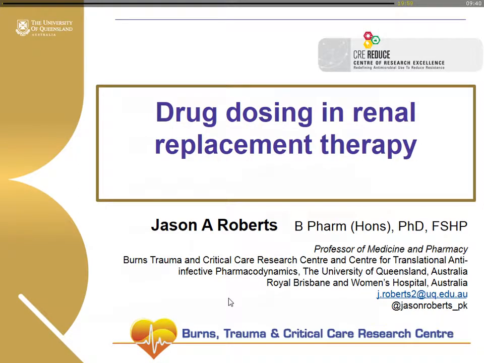Drug dosing, already referred to in the previous talks. It came up, the topic, and Jason is an expert in drug dosing, a clinical pharmacist working in the ICU. So you have the floor.